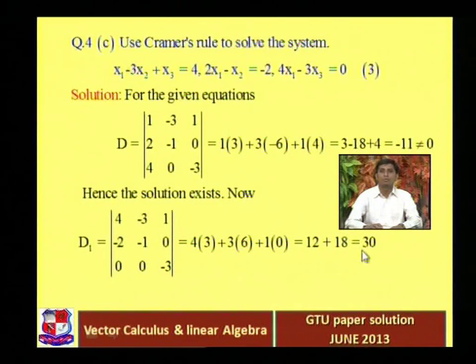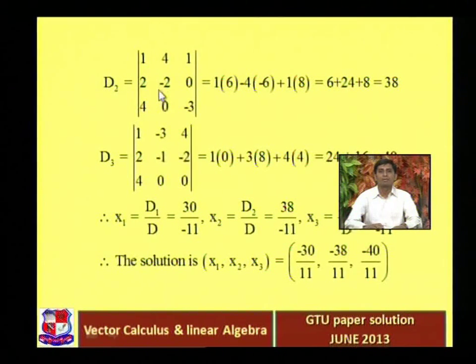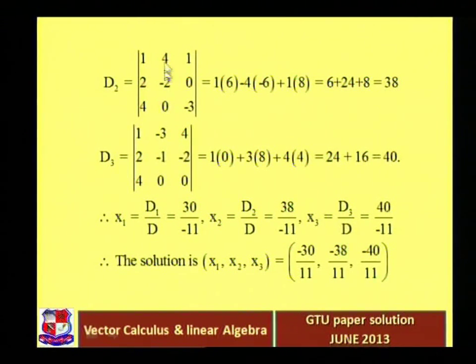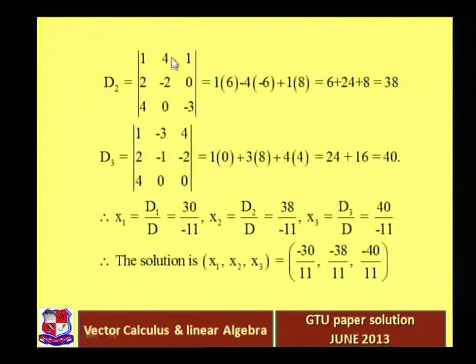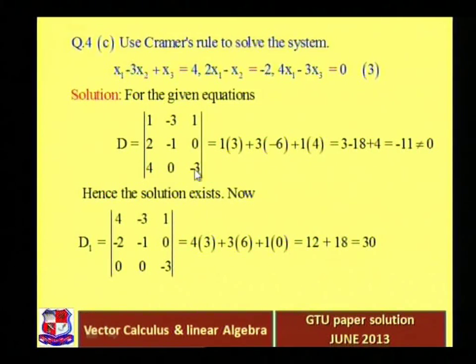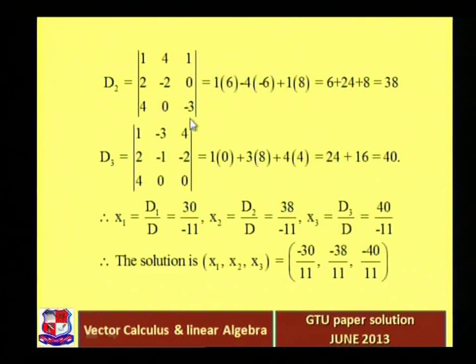Now similarly we can find d2 also. Instead of the second column, minus 3, minus 1, 0, we have to add 4, minus 2, 0. The first and third columns are as they are, you can see 1, 2, 4 and 1, 0, minus 3. So only the second column is 4, minus 2, 0 now, and now also solve it.